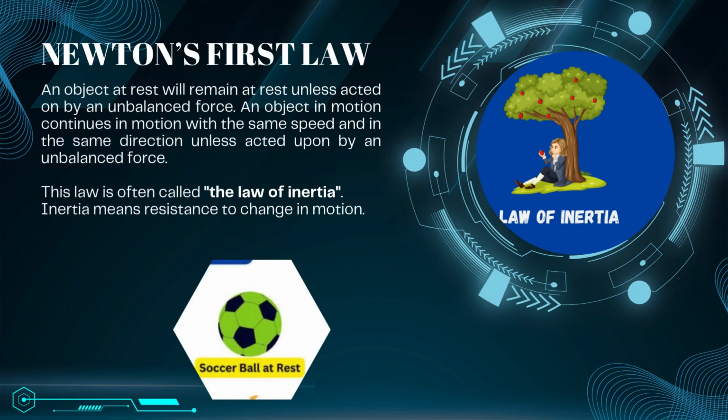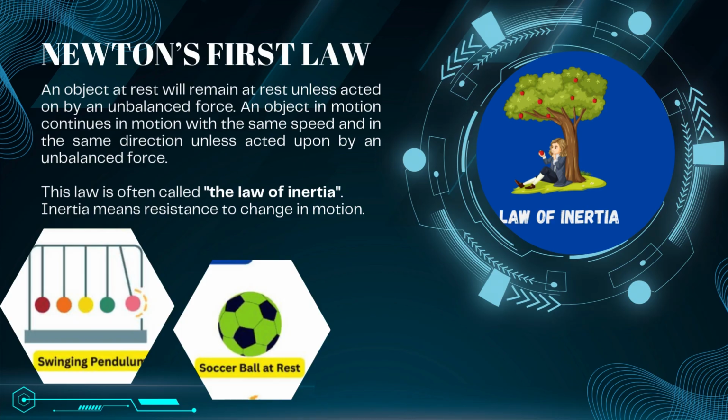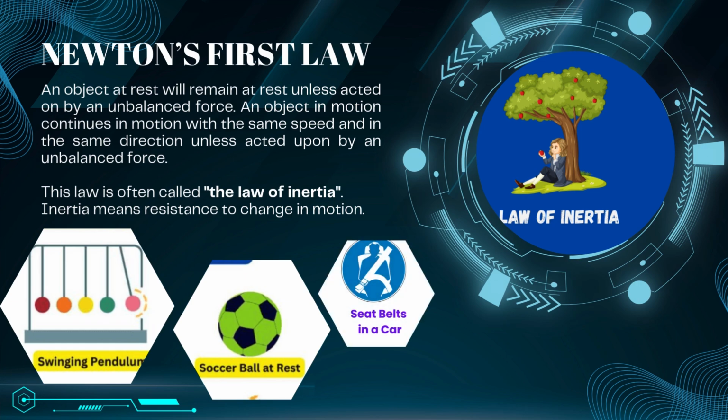For example, a soccer ball remains at rest on the field until a player kicks it. The force from the foot changes its motion. A swinging pendulum gradually slows down because air resistance and friction act as external forces. In a car, when the driver suddenly stops, passengers tend to lurch forward. This is why seat belts are important. They provide the external force needed to overcome your body's inertia and keep you safely in place.